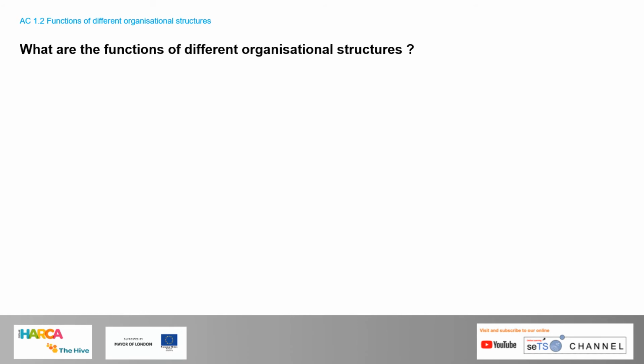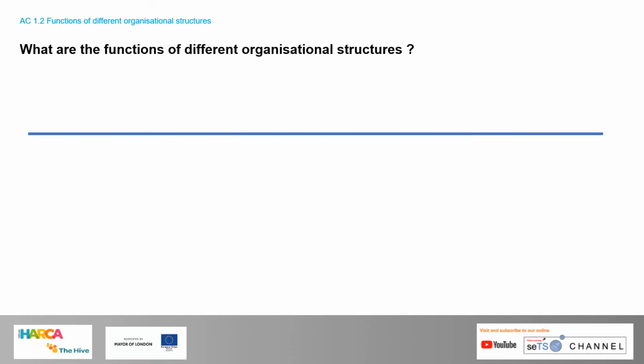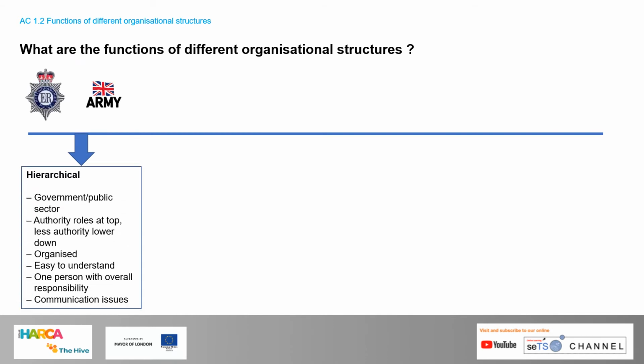What are the functions of different organisational structures? Hierarchical. Government and public sector tend to use a hierarchical structure where the authority roles are at the top with less authority down low. Take the police, for example.